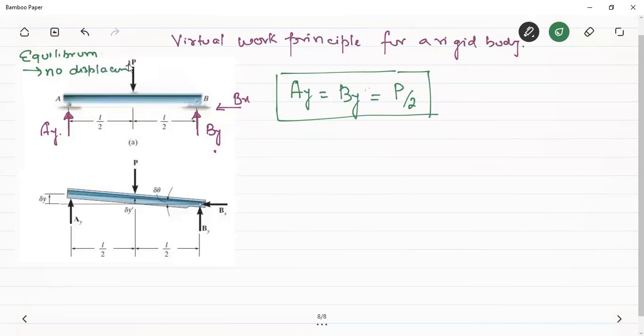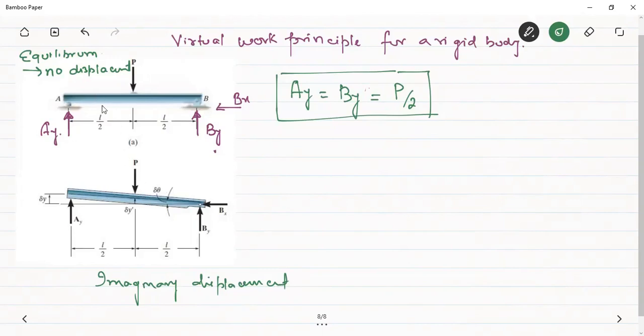But what does the virtual work principle say? Give some imaginary displacement. These displacements can be either translations or rotations. Now see what kind of displacement has been given here. The beam has been rotated about the hinge B by an angle of delta theta. Since this is an imaginary displacement, all imaginary displacements will be represented by delta.